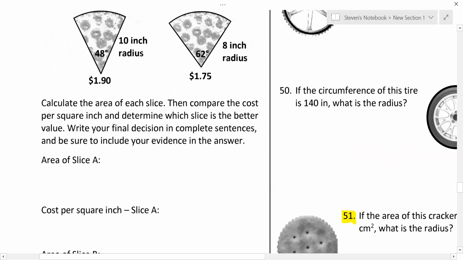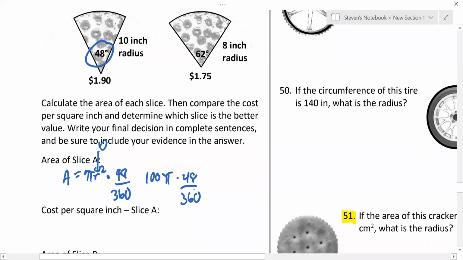All right, so area of the circle, right? Because if I had a full pizza, it's a circle, right? So I'm going to say area is pi times radius squared if I wanted the full circle. I don't want the full circle for slice A. I only want, what's the angle? 48 degrees, right? So I'm going to multiply this by 48 out of 360. And the radius is 10, right? So 10 squared times pi. So 10 squared is 100, right? So I'm plugging in 10 for the radius there. 100 pi times 48 divided by 360. All right, let's punch that in.